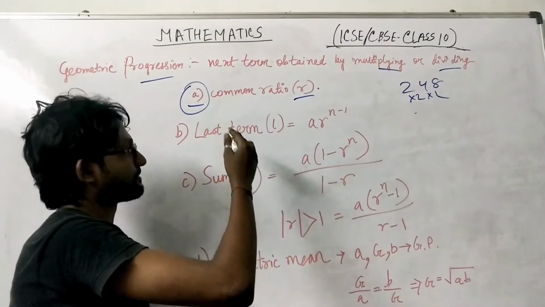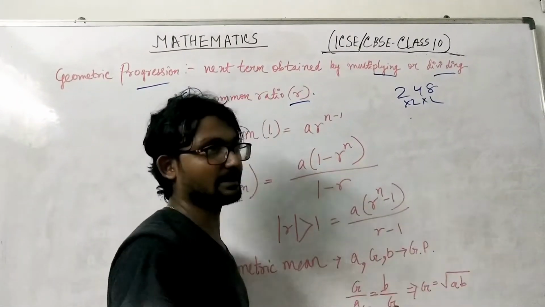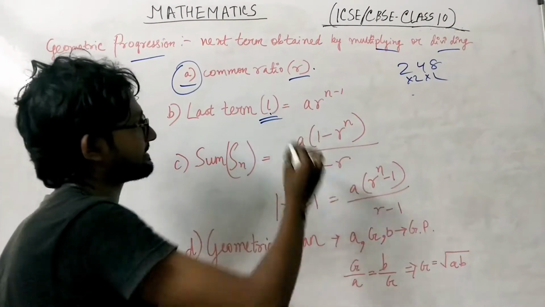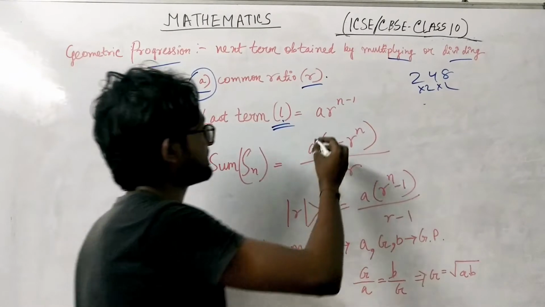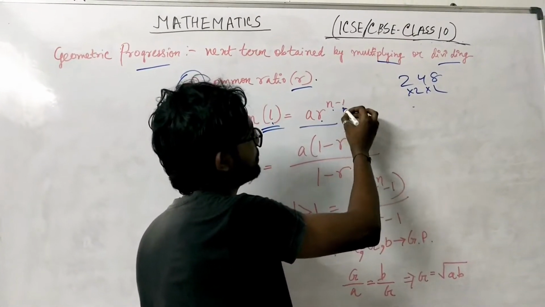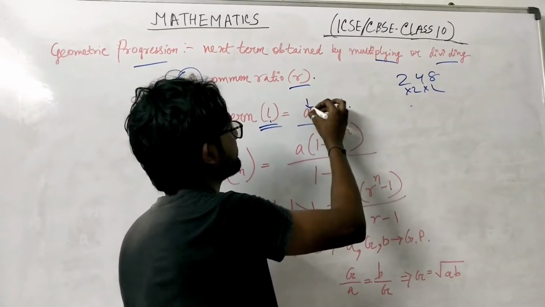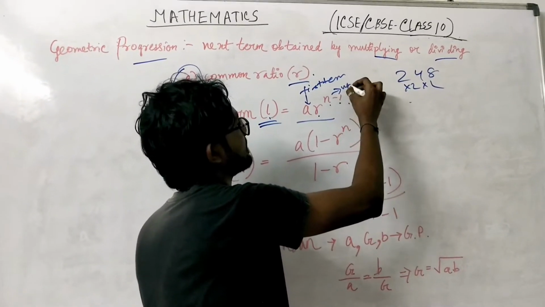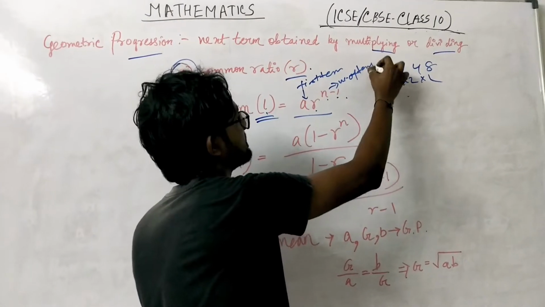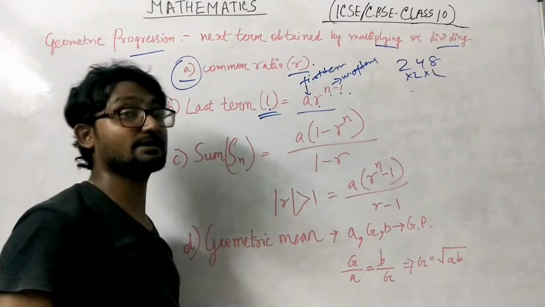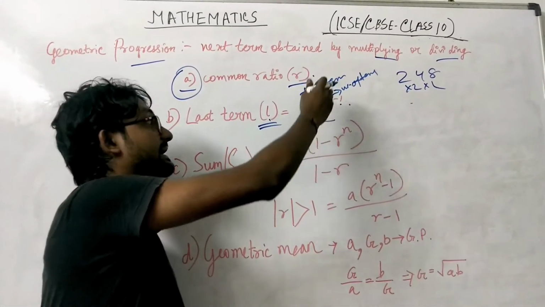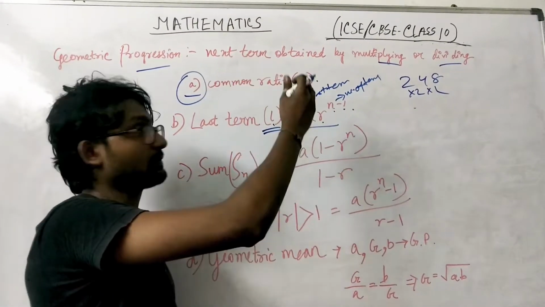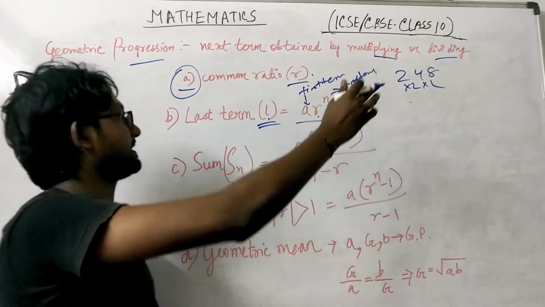Last term: as I told you, in AP the last term was Tn. Here, if I abbreviate the last term as L, it is A R to the power n minus 1. A is the first term of the GP, and n is the number of terms. So the last term is L equal to A R to the power n minus 1.